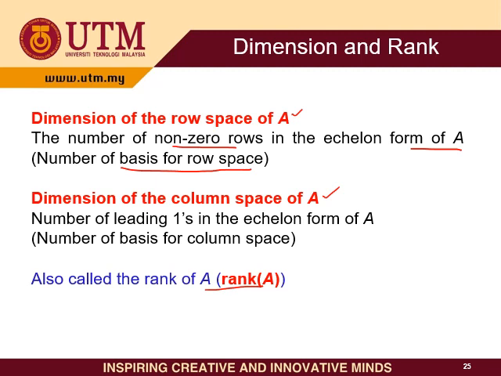The dimension of the column space is the number of leading ones in the echelon form of A. So the number of bases for the column space is based on the leading ones. If you remember the previous part where we discussed the dimension of the row space and the dimension of the column space of A. Alright, so basically for the column space, you need to find the row echelon form of A.